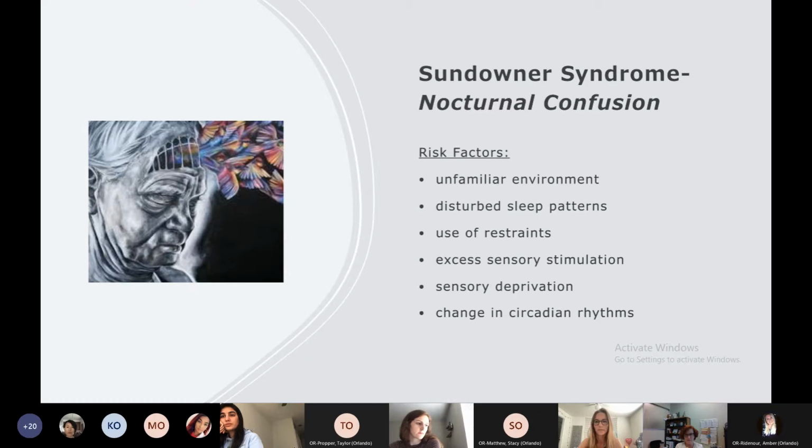So sundowner syndrome, like the question on our exam today, it's nocturnal confusion, and basically got the name because after the sun goes down, that's typically when these signs and symptoms present, almost just like worsening. Risk factors are an unfamiliar environment, disturbed sleep patterns, use of restraints, excess sensory stimulation, sensory deprivation, and change in circadian rhythms.